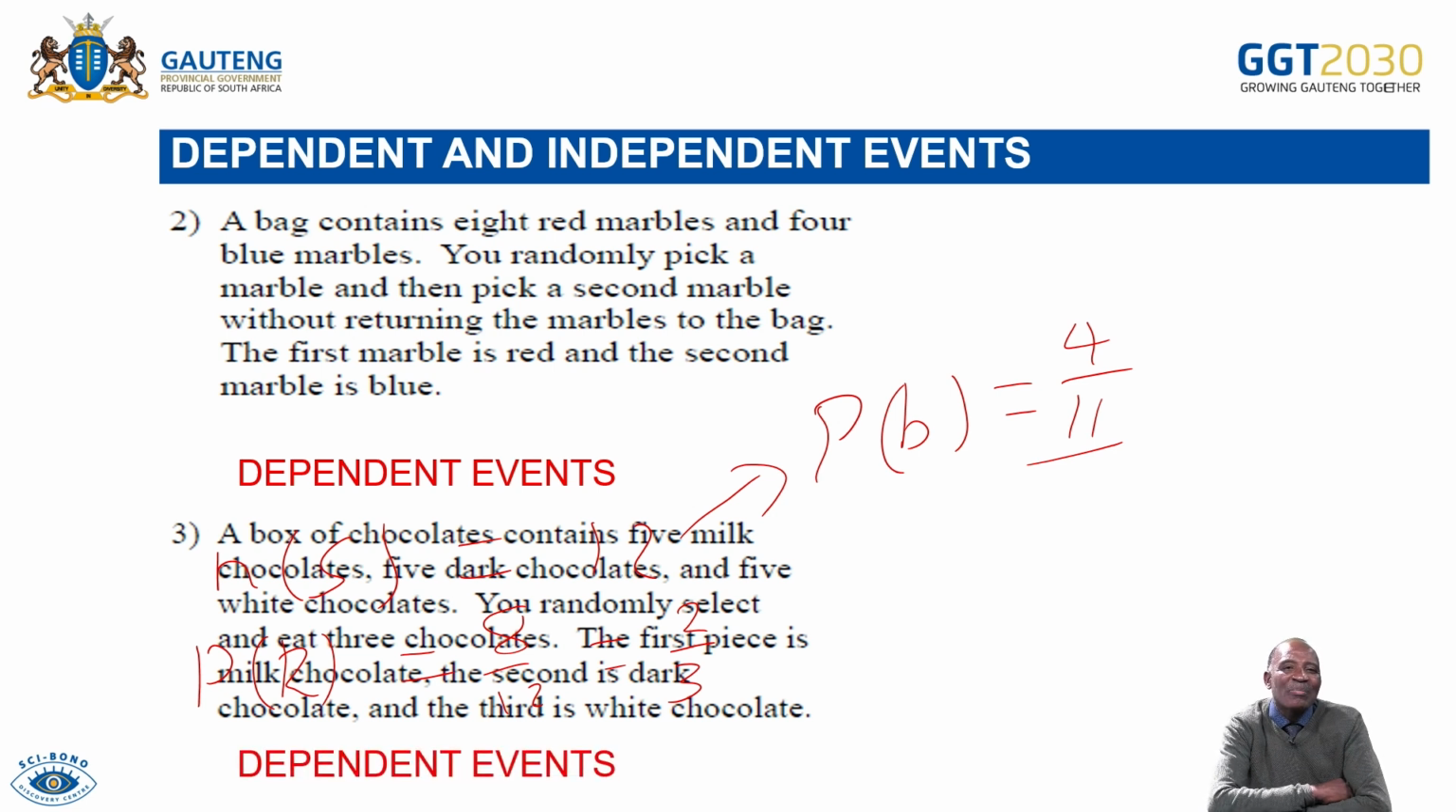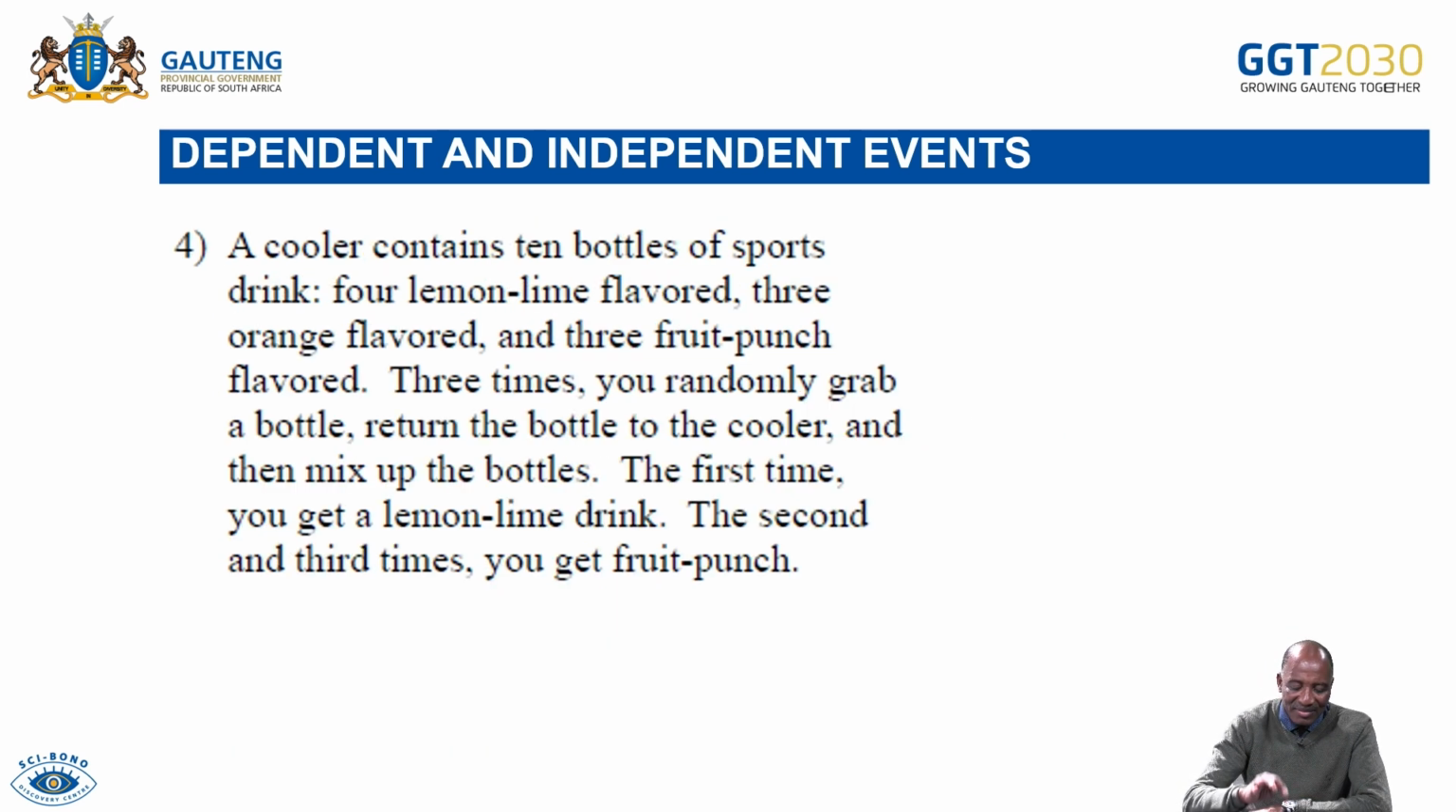Those are dependent events, for the simple reason that when you choose whatever chocolate you choose, you don't return it. The next time you come, your denominator has changed. The next time you come, the denominator keeps on coming down. Hence, such events will be dependent events.